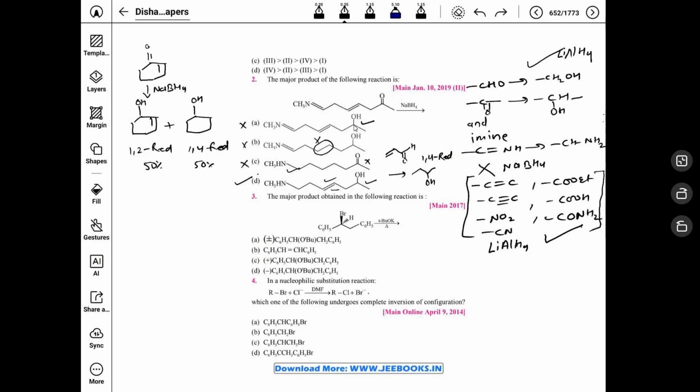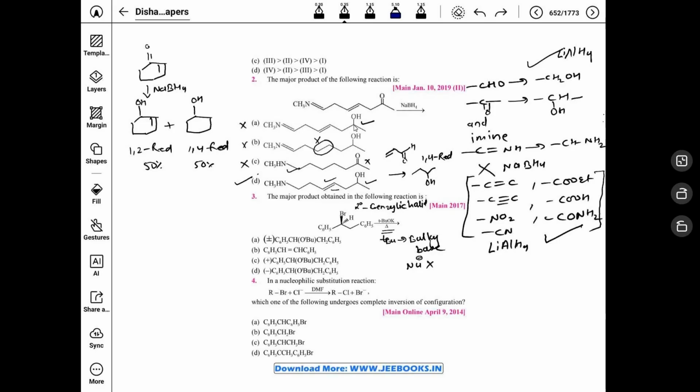The major product obtained in the following reaction. The given reaction, if you see, is a secondary benzylic halide. And in this reaction, tertiary butoxide is given. Tertiary butoxide is a bulky base. This is not a nucleophile. This is a bulky base, and heating at a high temperature. So it means nucleophilic substitution is not possible.